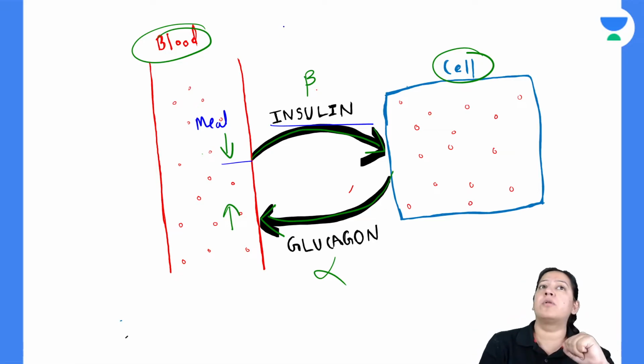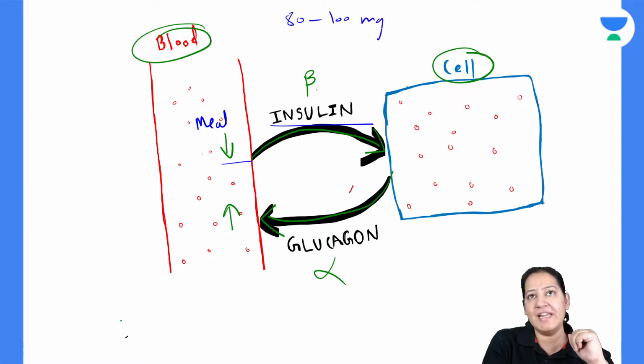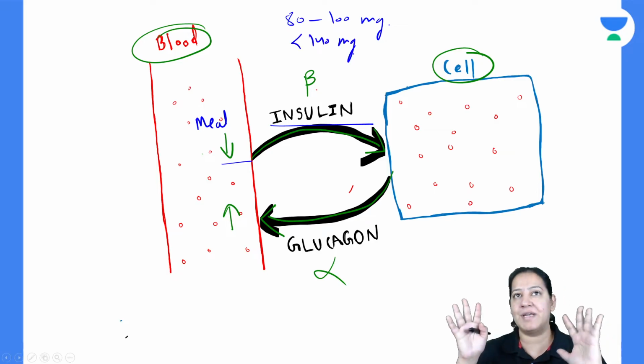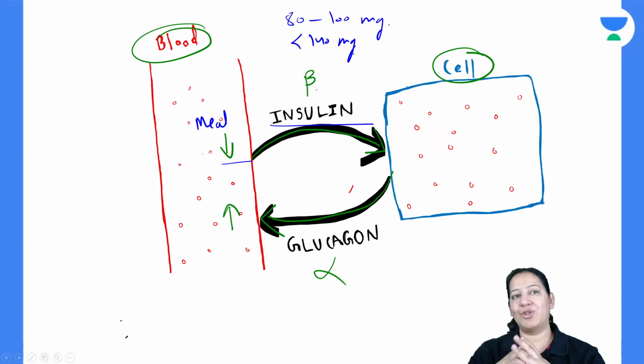So what is the normal blood glucose level? If you talk about fasting level, it is 80 to 100 milligram per deciliter. And if you talk about postprandial, it is less than 140 milligram per deciliter. So you have to learn these two levels thoroughly, right?